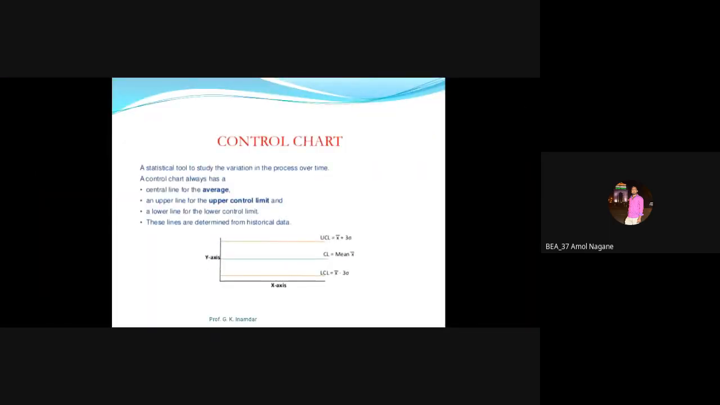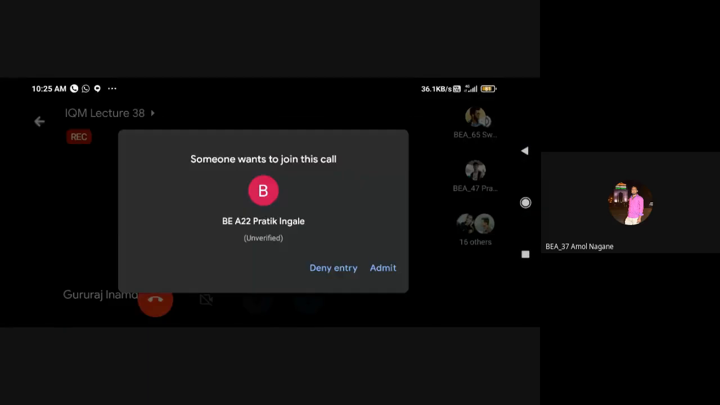Now, basic information about control charts: a center line for the average, an upper line for the upper control limit, and a lower line for the lower control limit. These lines are determined from the historical data. Now, how can we decide the upper limit and lower limit? For that purpose some formulas are also there, so we can decide from the previous analysis. For example, upper control limit and lower control limit are equal to x bar plus or minus 3 sigma. So this is some previous or historical data, from which we can find out the limits.